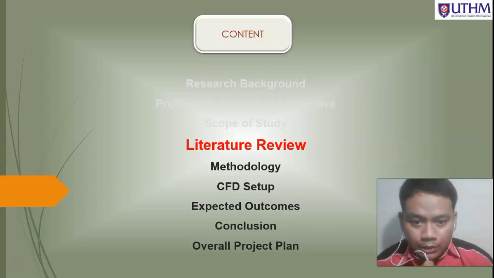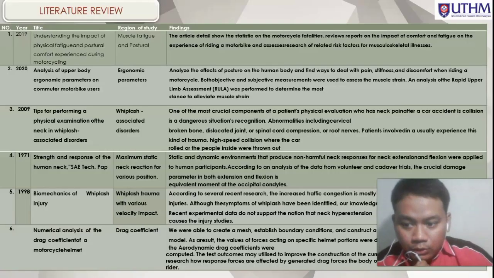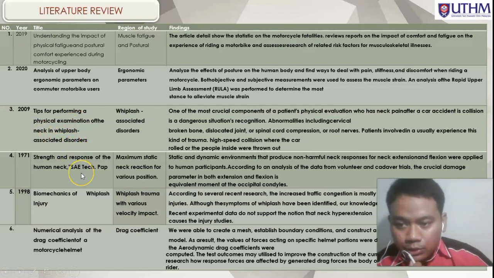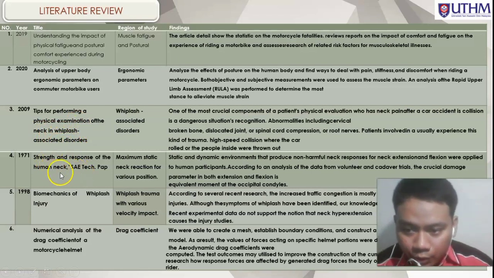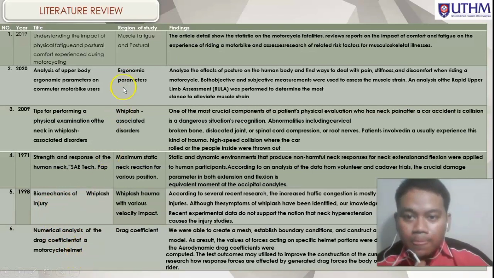Okay, next literature review. So we have 6 literature reviews. The source, the title: understanding the impact of the physical fatigue and postural comfort experienced during motorcycling. Analysis of upper body ergonomic parameters on commuter bike motorbike users. Tips for performing physical examination of the neck in the whiplash associated disorder. And then fourth, strength and response of the human neck. Biomechanical of whiplash injury. And lastly, numerical analysis of drag coefficient for motorcycle helmet.